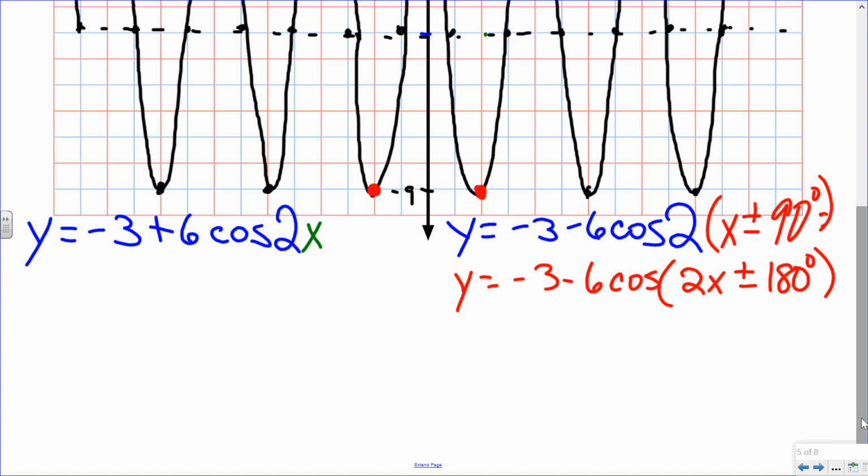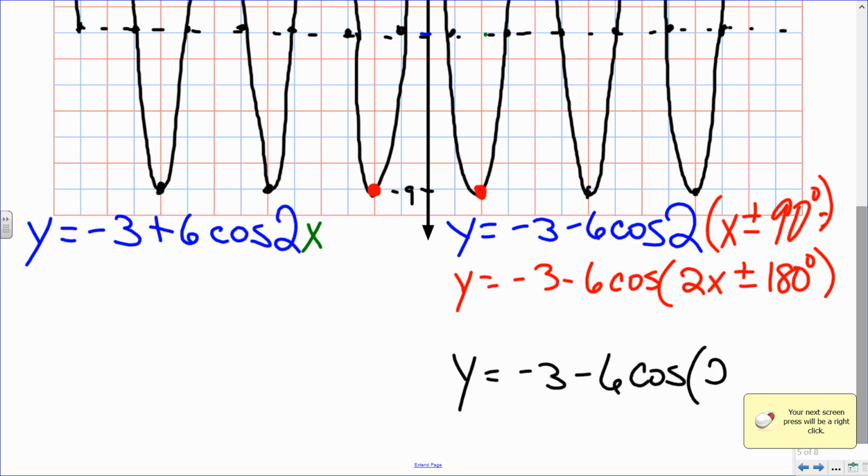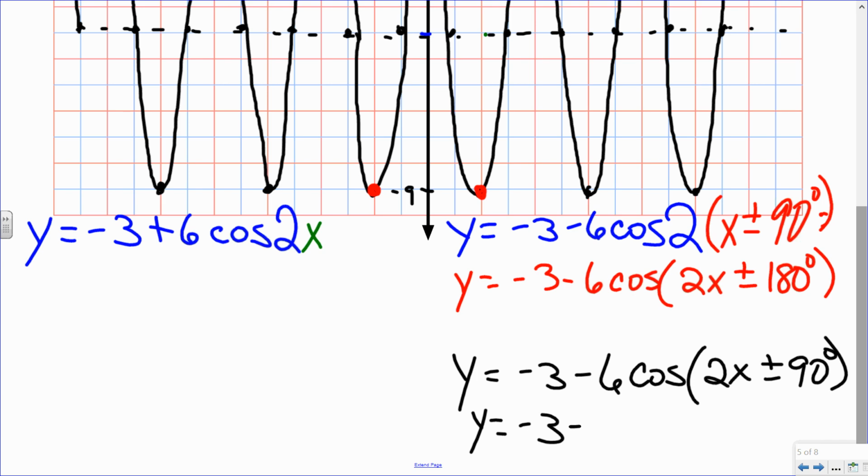If I was incorrect and I wrote it down as y equals negative 3 minus 6 cosine, and I forgot and tried to put the 2x inside and still tried to put the shift right inside there, this would be wrong, because this one in black would really be a shift of 45 degrees, which is not what we saw in this graph, so that one does not match. Does that make sense to everybody?